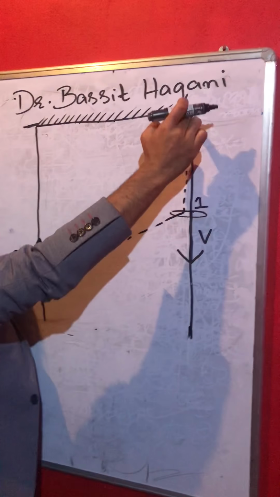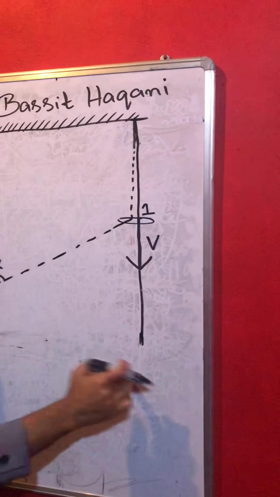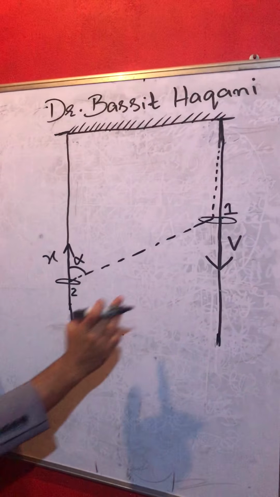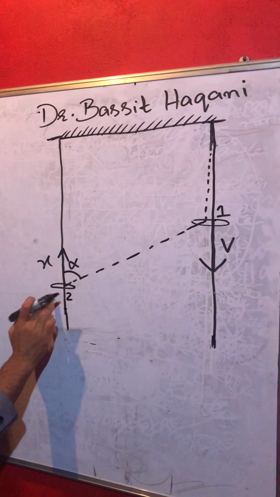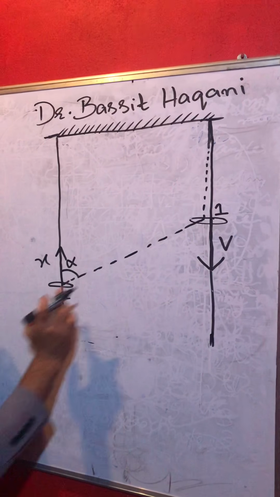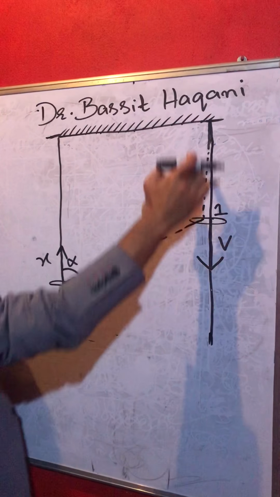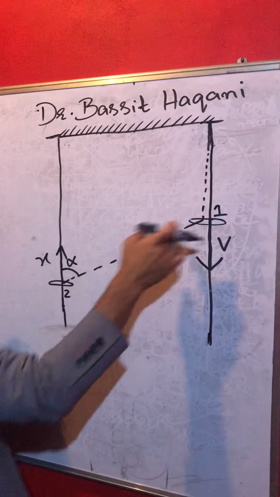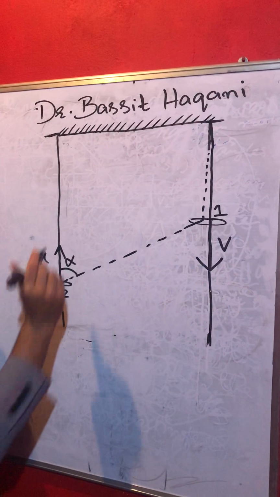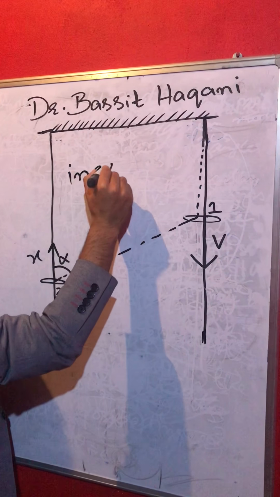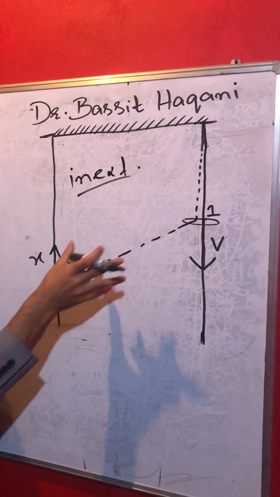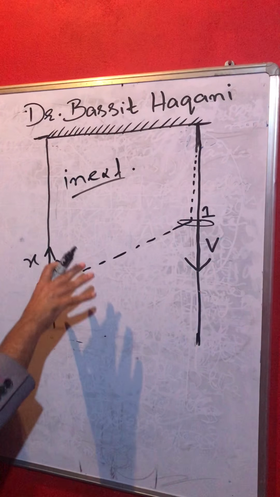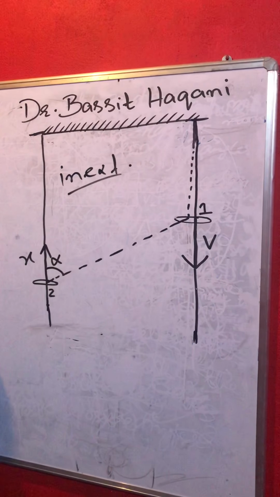This rod is also fixed, and we have been given rings 1 and 2. These rings 1 and 2 are connected by a string, which is given in the form of a dash. The examiner says that it's an inextensible string. Inextensible means the length of the string can neither increase nor decrease. The length will remain constant.